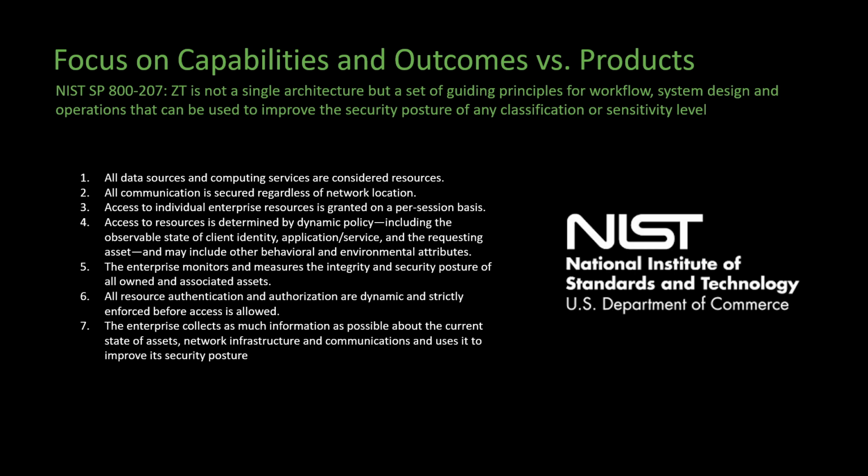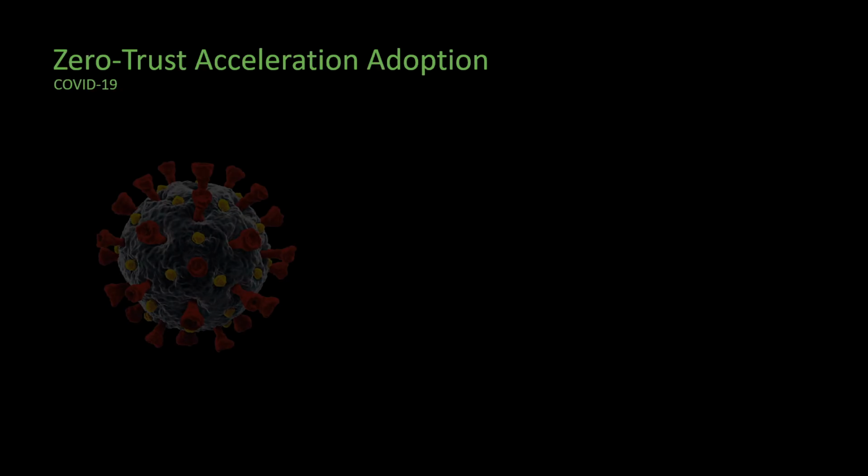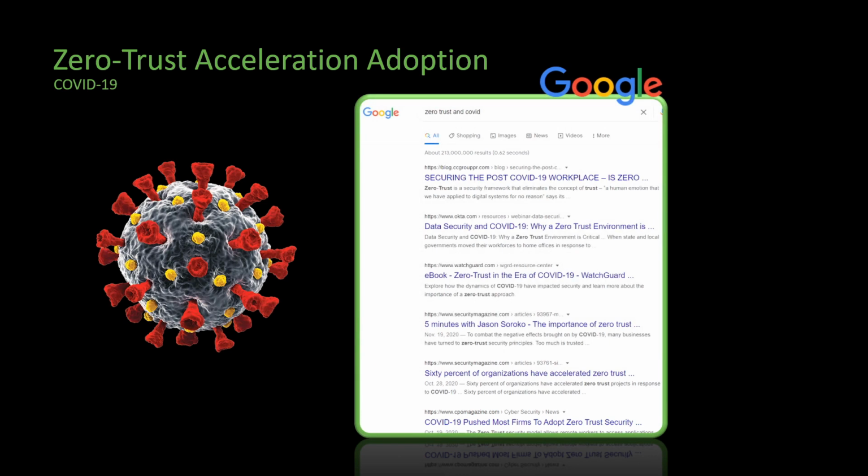So these are the principles that are required to drive towards zero trust. Then you have Forrester, Zero Trust Extended. You have Gartner with Continuous Adaptive Risk and Trust Assessment. At the end of the day, many people are focused on 800-207 and using these principles to drive towards their zero trust outcomes. So COVID-19 certainly has accelerated the adoption of zero trust.